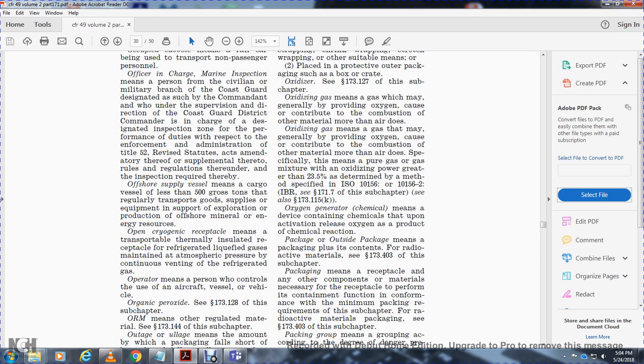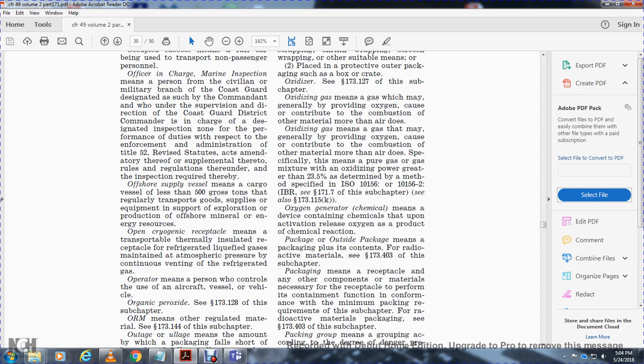Offshore supply vessel means a cargo vessel of less than 500 gross tons, required for regular transportation of goods supplied in support of the exploration and production of offshore mineral or energy resources. Open cryogenic receptacle means a transportation thermally insulated receptacle with a refrigerated liquefied gas maintained at atmospheric pressure by the continuous venting of the refrigerated gas.